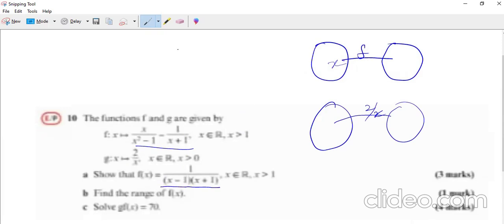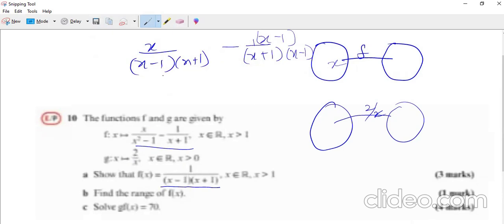So if we take the LCM, this can be written as x over (x minus 1) into (x plus 1), and so I find that this can be made the LCM by multiplying this by this. And what do I get? I take the common denominator, and then x minus (x plus 1) cancels away and I get this. So this part is done.